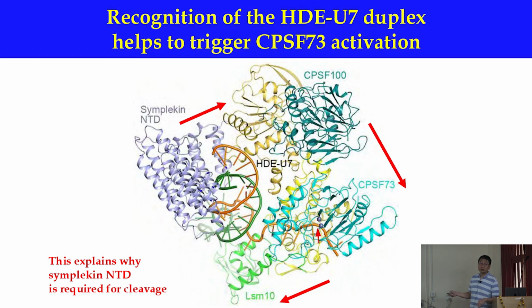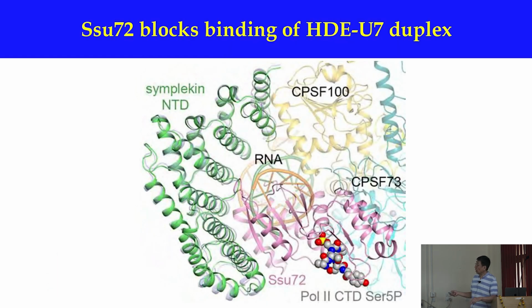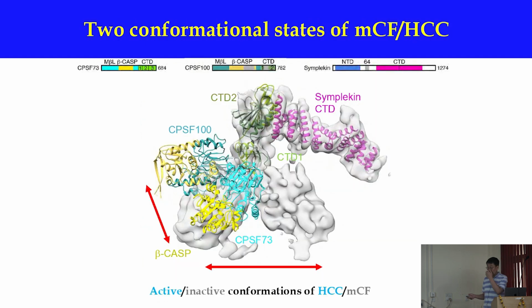Then I also showed that IC72 inhibits this cleavage reaction. It inhibits because it binds at the same place as the duplex. So they are mutually exclusive. If IC72 binds, RNA cannot bind. That's why it inhibits. So that very simply explains that process as well.